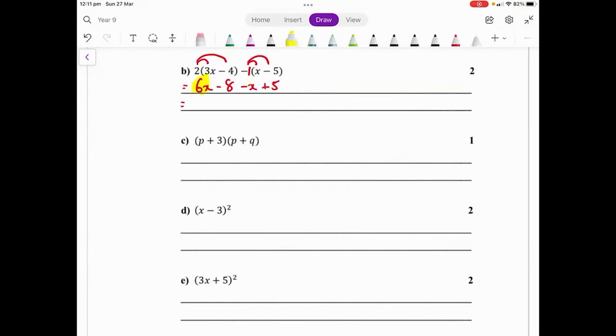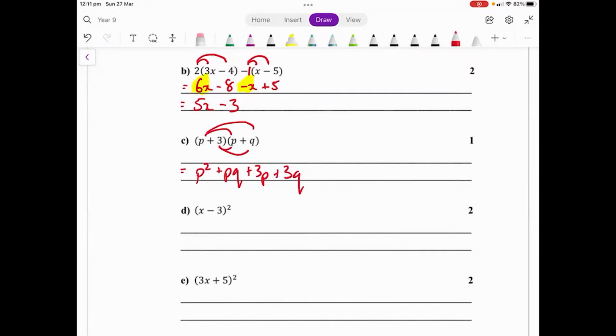Then we collect our like terms. 6x minus x is 5x. Adding minus 8 plus 5 is minus 3. Final answer, 5x minus 3. Question C, we expand those brackets. P times p is p squared. P times q is pq. 3 times p is 3p. 3 times q is 3q. Final answer, p squared plus pq plus 3p plus 3q.